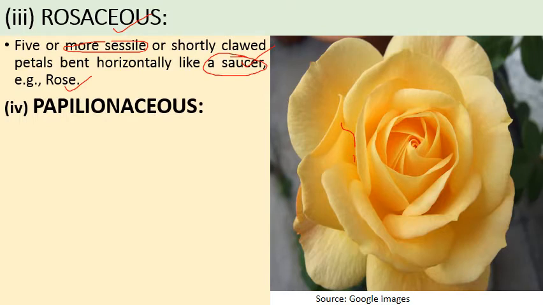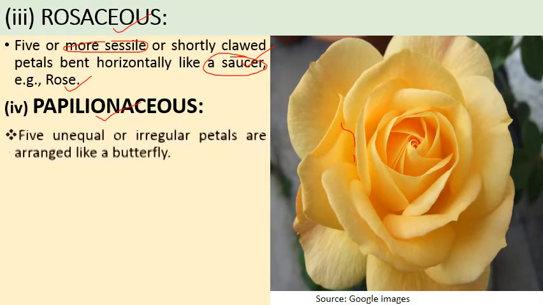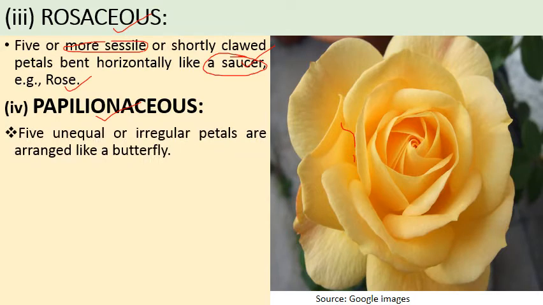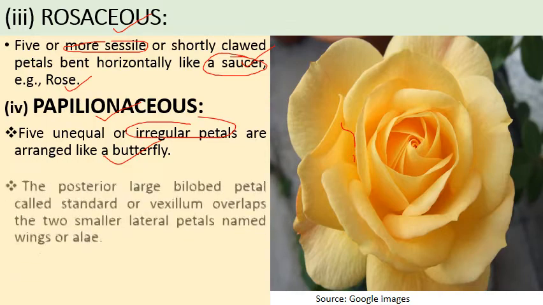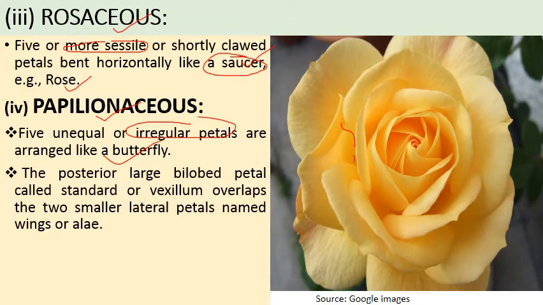Next, the fourth type of Polypetalous Corolla is Papilionaceous Corolla. It is found in members of family Papilionaceae, which is the pea family. 5 unequal or irregular petals are arranged like a butterfly, and they give the appearance of a butterfly. The posterior large bilobed petal is called the standard or vexillum, and this type of aestivation, which we will study next, is also called vexillary aestivation.